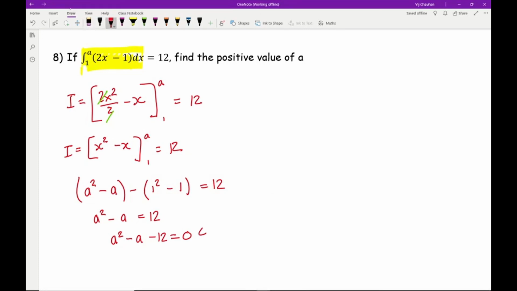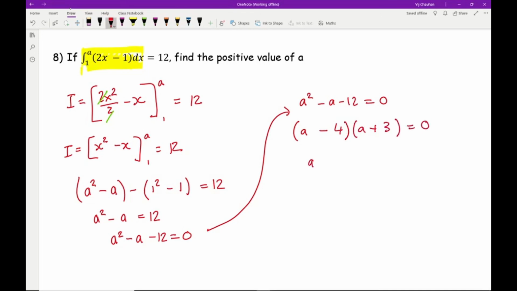So now if I just move this over here, like so, I can factorise. I'm just going to write this again so you can see what I'm doing. Now this does factorise, so I've got (a minus 4)(a plus 3) equals 0. So I've got a equals 4 or minus 3. Now the question's asked me for the positive value of a, so therefore a equals 4.